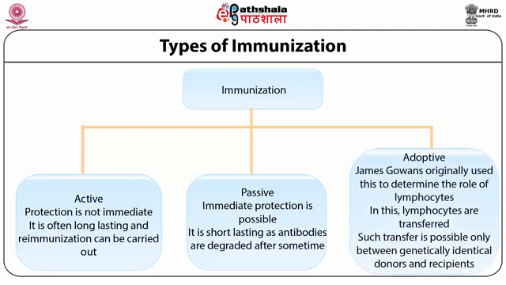James Gowans originally used adaptive immunization to determine the role of lymphocytes. Here lymphocytes are transferred. Such transfer is possible, of course, only between genetically identical donors and recipients, otherwise this itself will give rise to a strong immune response.